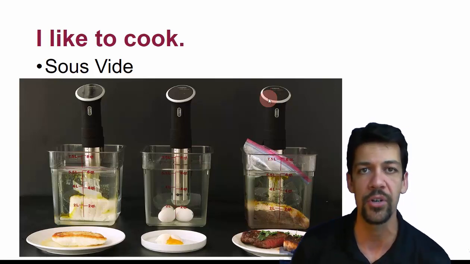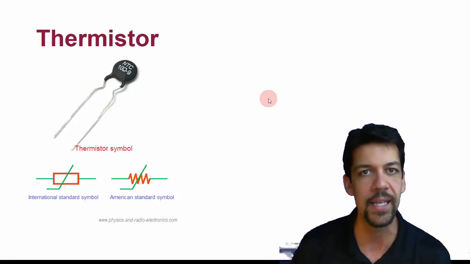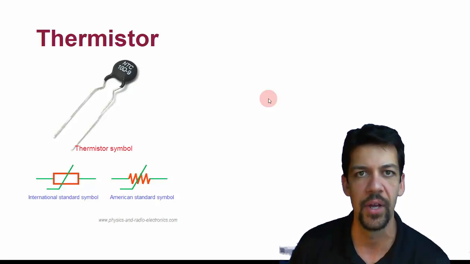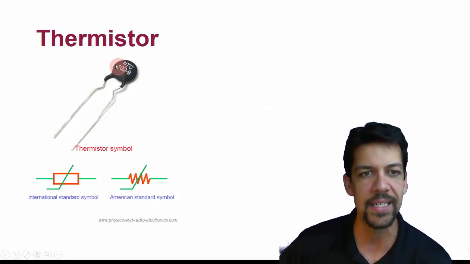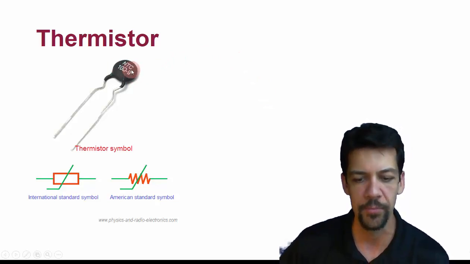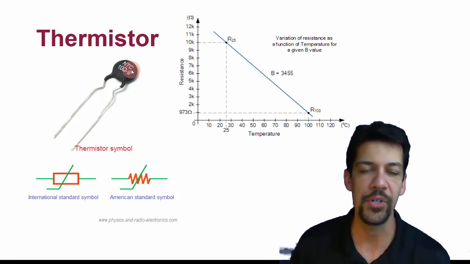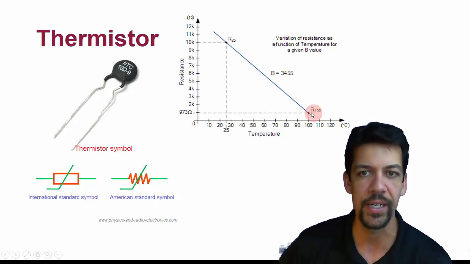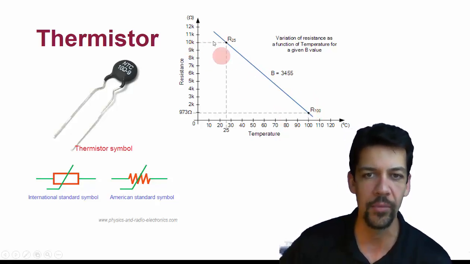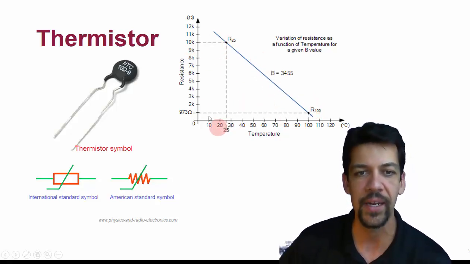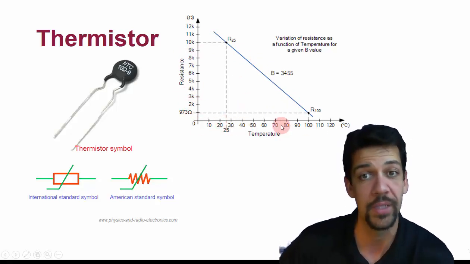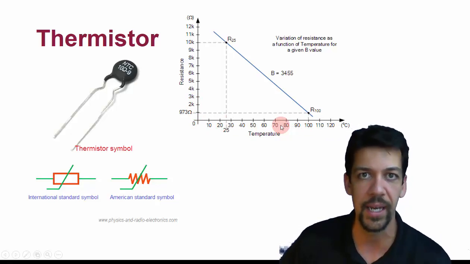To measure the temperature of the water, we can use something like this. This is a thermistor, a temperature responsive resistor. In this case, it's a negative temperature coefficient, which is what the NTC on the device stands for. That means as the temperature increases, the resistance of the device decreases. So if I can measure the resistance of this device somehow, then I can figure out the actual temperature.